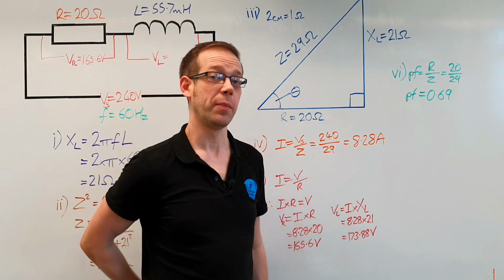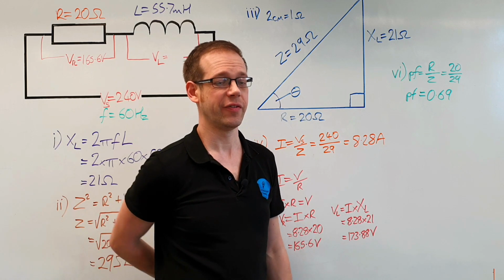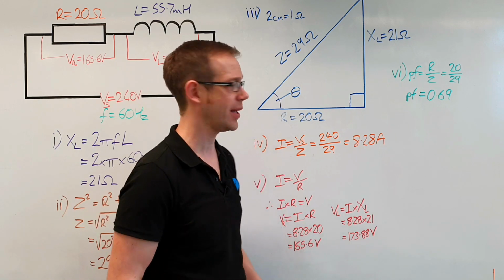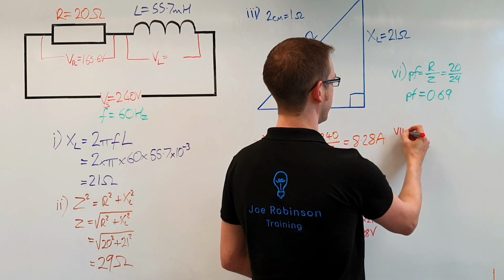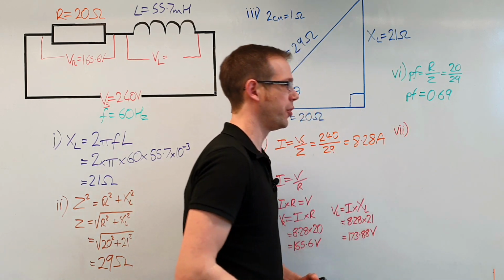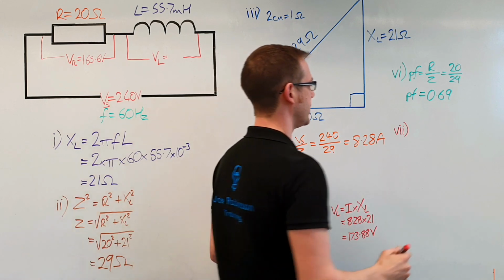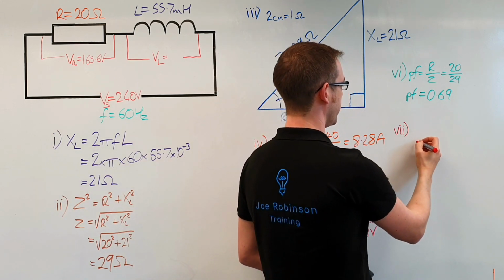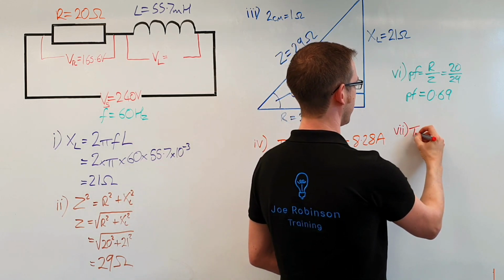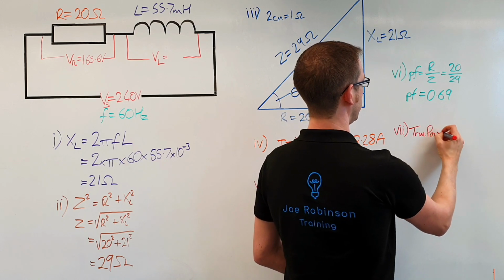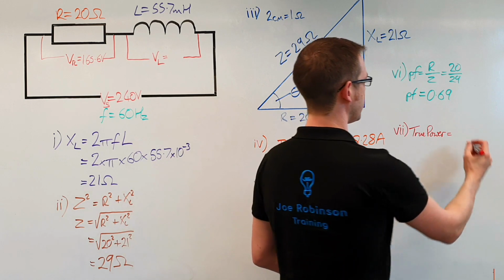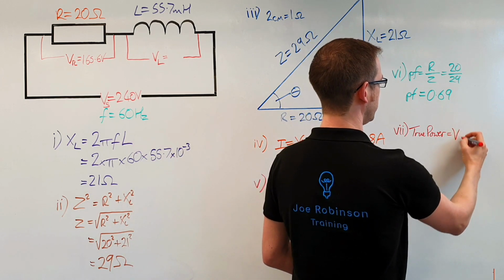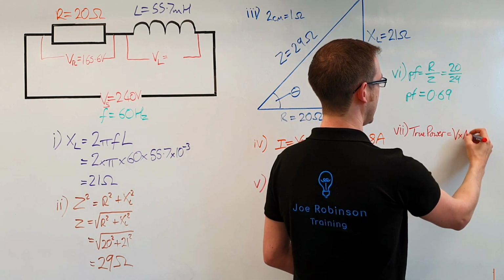And finally, we've got part 7, and part 7 asks us to find the true power of the circuit. So to find the true power of the circuit for part 7, we're going to perform the following calculation. So part 7 asks us to find the true power. So the true power is equal to, and we know that normally we do voltage times current, but in this case we're going to do the volts times the amps.